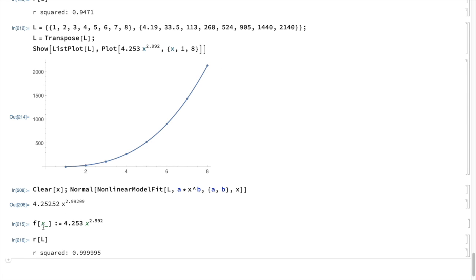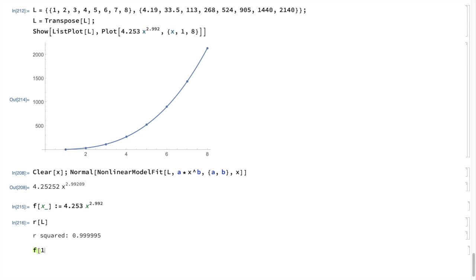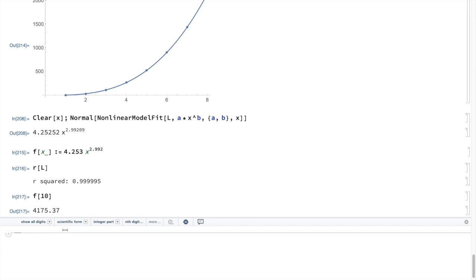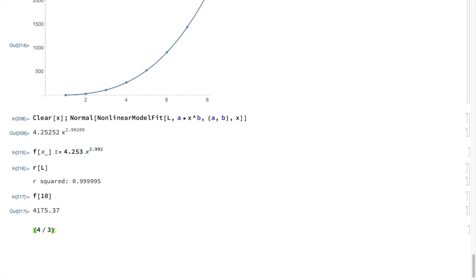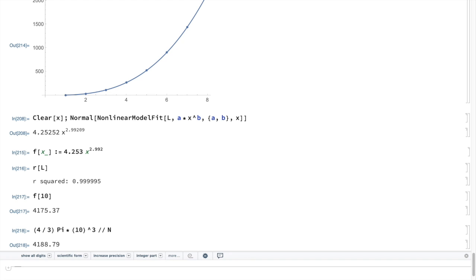So this is my power function here. And how does this actually compare for the volume of a sphere of radius 10? That would be letter F. So if I plug in a value of 10, I'm going to get this. What is the actual volume of a sphere with a radius of exactly 10? Well, I have to do 4/3 pi times the radius cubed. Yep, pretty close. 4188 to 4175. That's really, really close. The error is incredibly small at that range.